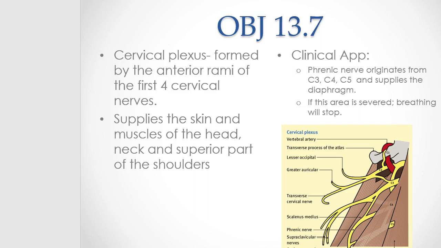Okay, so make sure you know that, because it's going to supply the skin and muscles of the head, neck, and the superior part of the shoulders. So please key in on knowing the phrenic nerve is C3, C4, and C5.